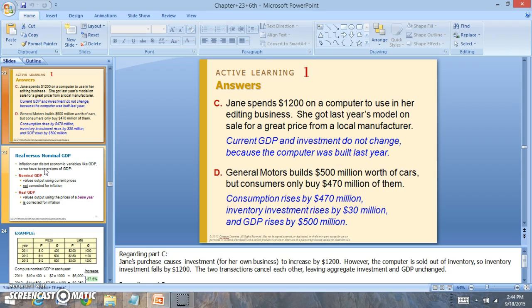And the last one, General Motors builds $500 million worth of cars, but consumers only buy $470 million. This is looking at inventory. So consumption rises by $470 million because that's what consumers buy. Inventory rises by $30 million because that is the unsold amount. So GDP rises by the $500 million.